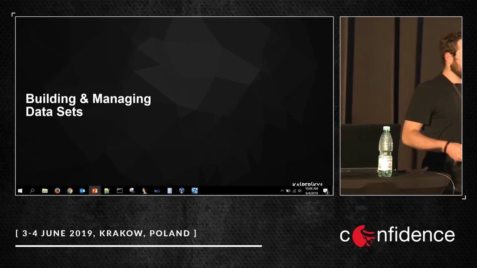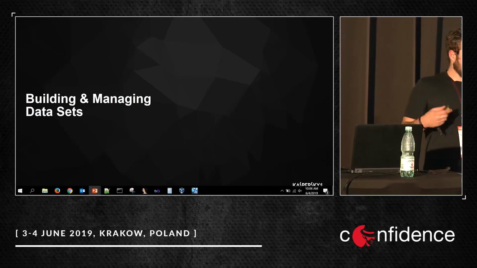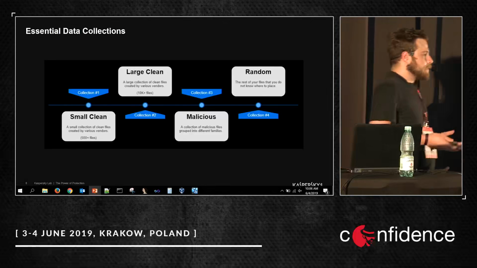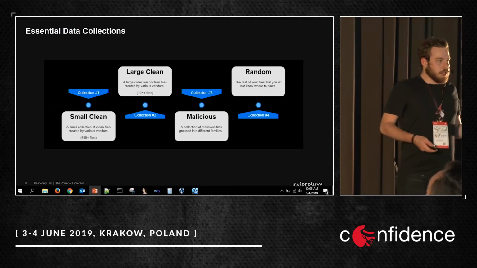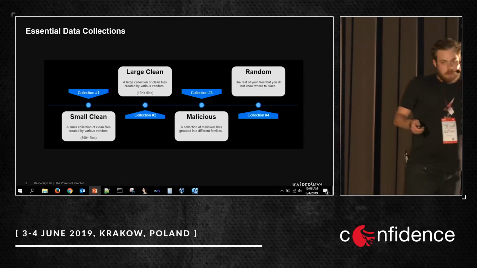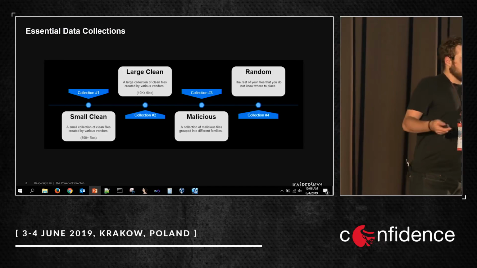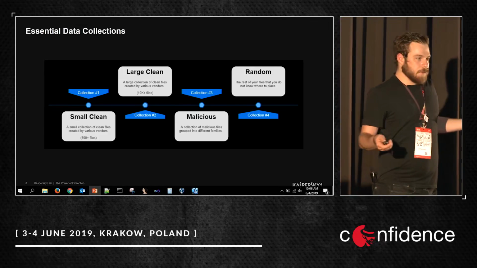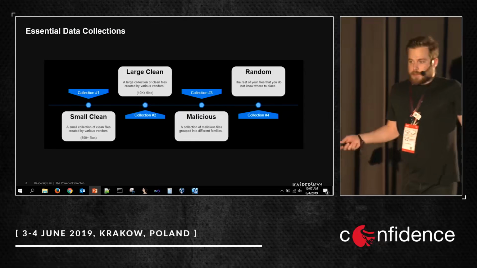So, as I said before, building and managing these data sets is very important in creating successful rules. The more data you have, the better. There are a few essential data collections that I believe you should have. One of them is a small clean collection. These are files that you know are clean. You don't want this collection to be too big, because when you're testing your rules, if the collection is too big, it might take a long time to run the YARA rule. And you don't want to run a YARA rule over a large collection if you're going to have a lot of false positives. So you want to do this first with a small clean collection, and make sure you don't have any false positives.